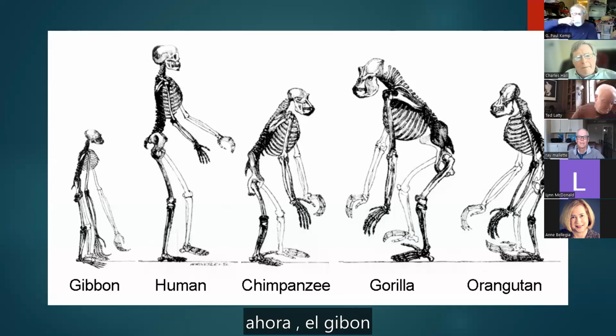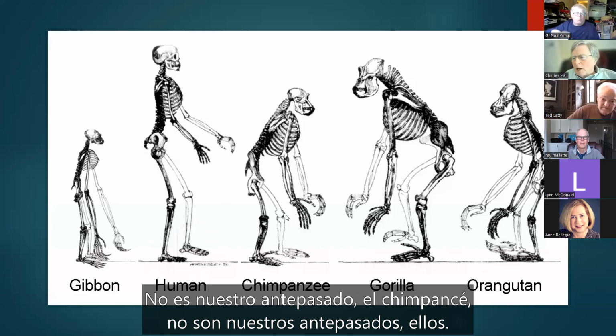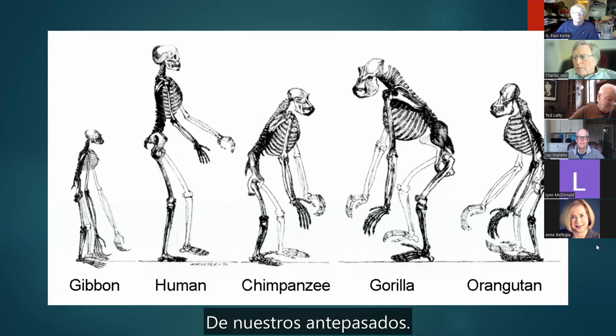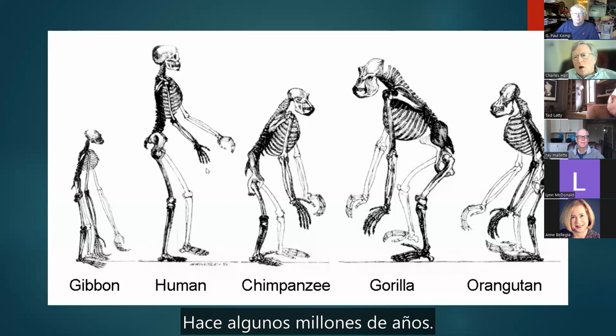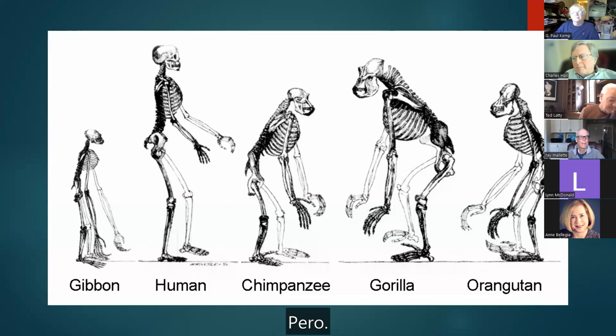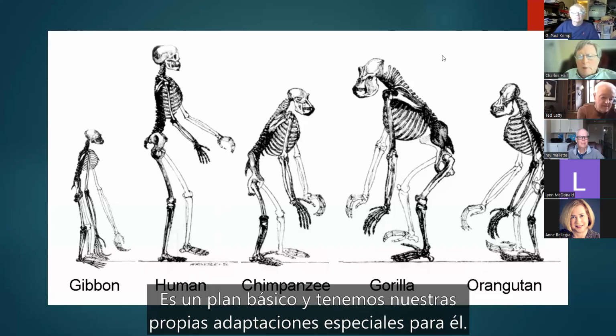Now, the gibbon is not our ancestor. The chimp is not our ancestor. They diverged from our ancestors some millions of years ago. But here we are. It's a basic plan, and we have our own special adaptations to that.